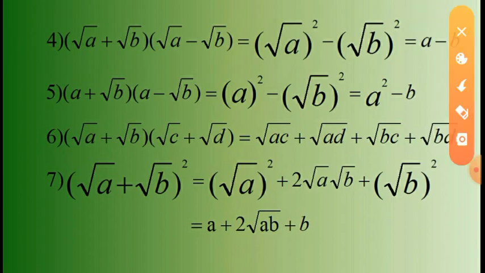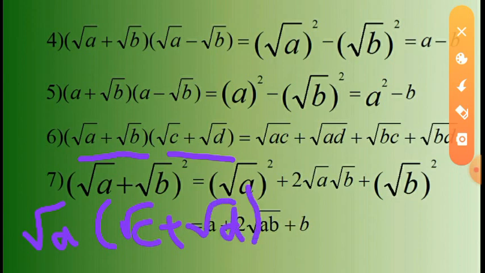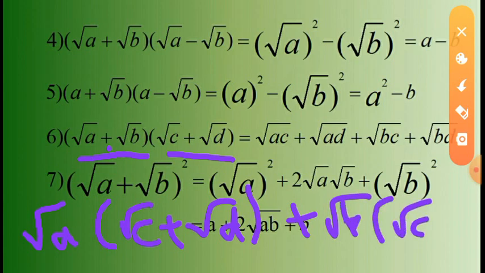Okay. Next is root of A plus root B into root of C plus root D. What we should do? Use your distributive property. So how to have distributive property? It should be root A into bracket root C plus root D. Sign here is plus. So plus root B into bracket root C plus root D.